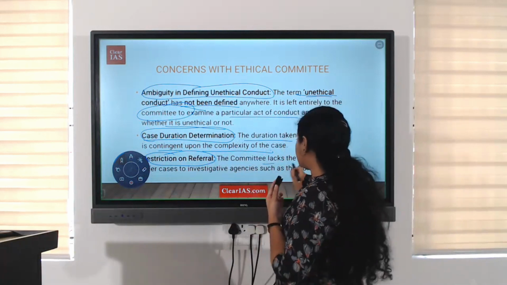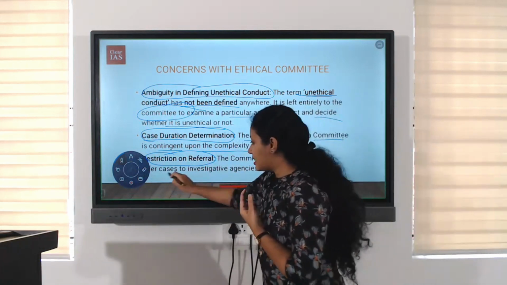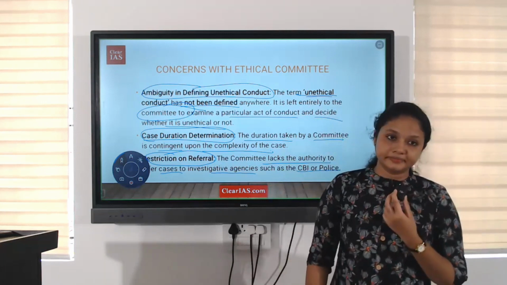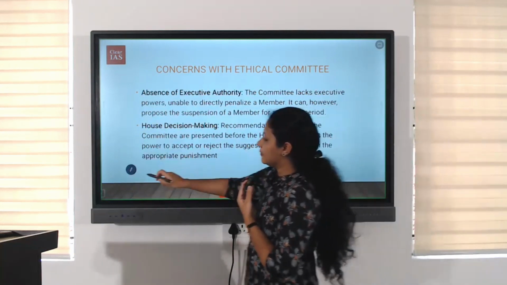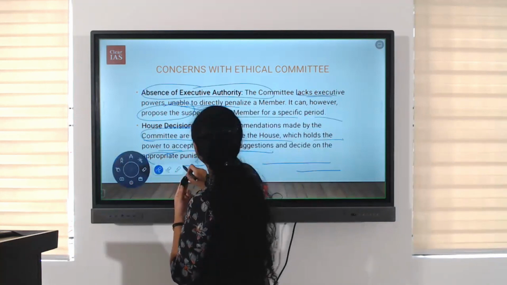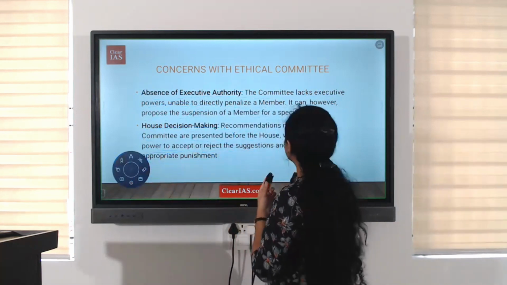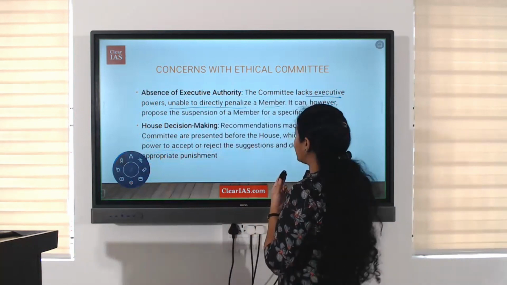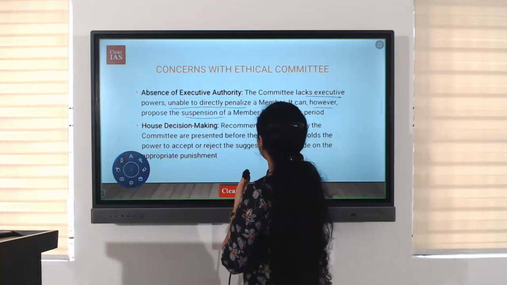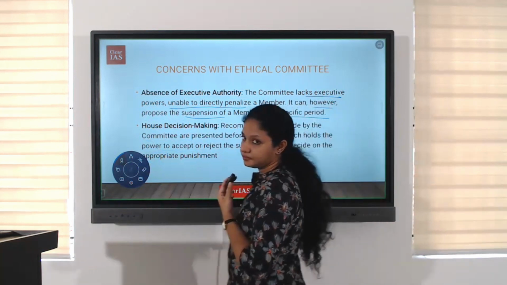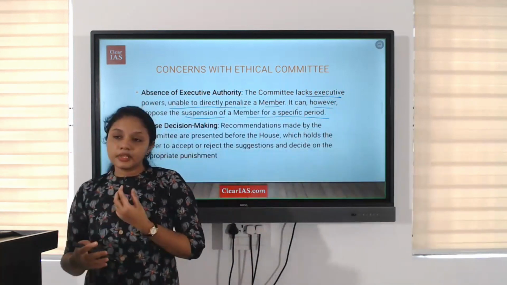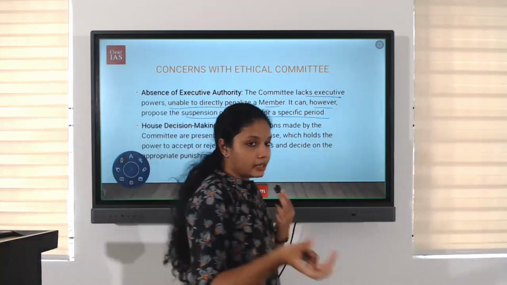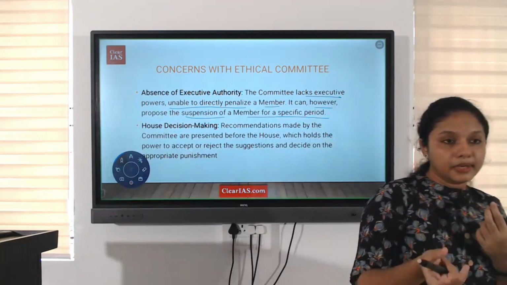Restriction on referral: the committee lacks the authority to refer cases to investigating agencies such as the CBI or police. Next one is absence of executive authority. The committee lacks executive powers, and is unable to directly penalize a member. It can, however, propose the suspension of a member for a specific period. Executive power means power to do something. It doesn't have the power for that. It can only recommend what should be done.